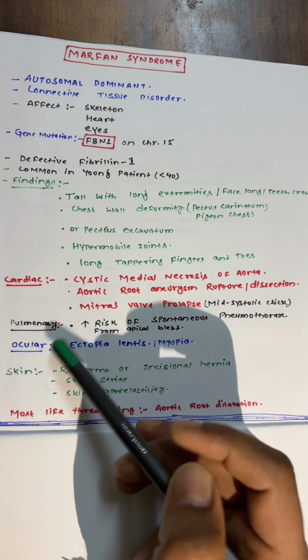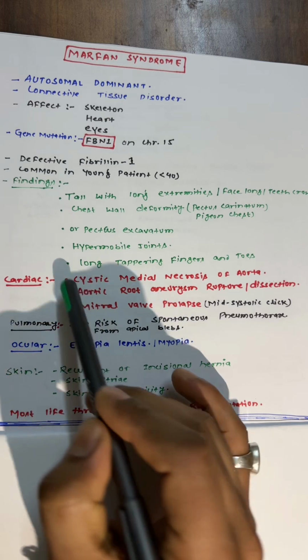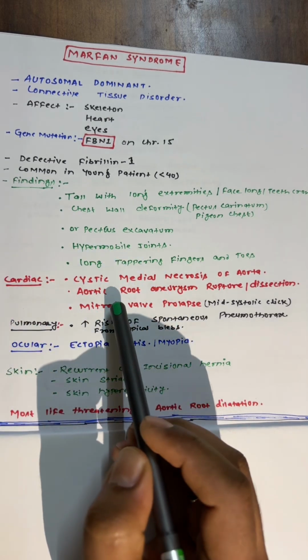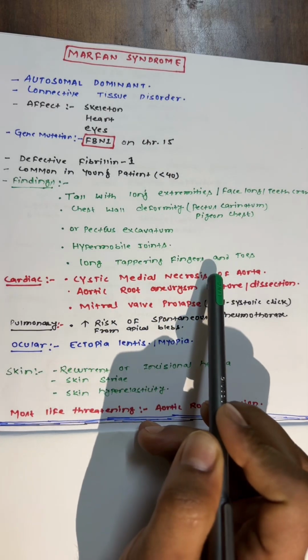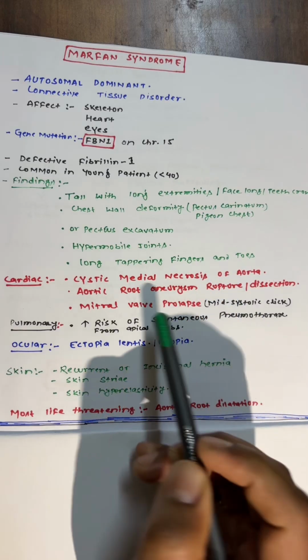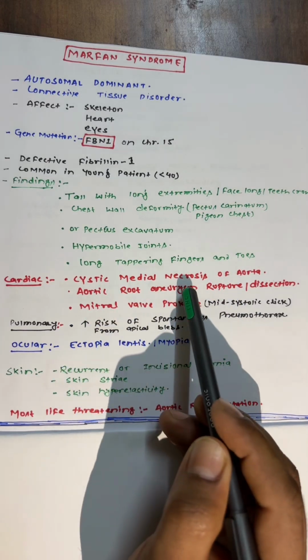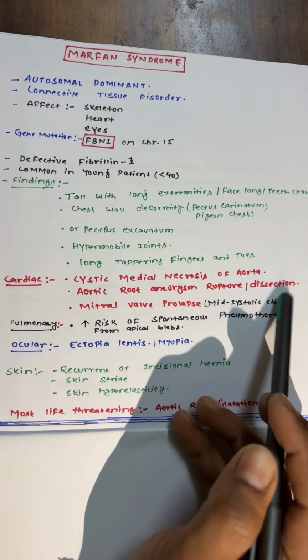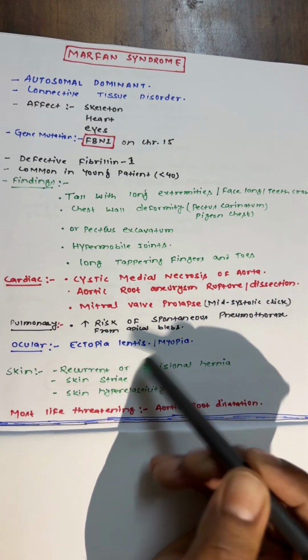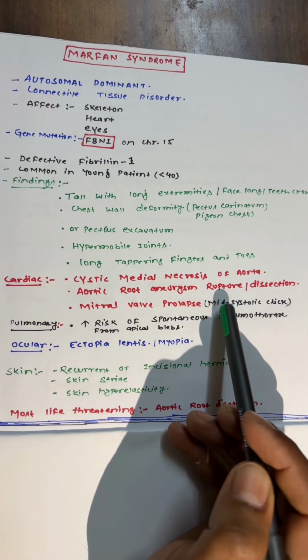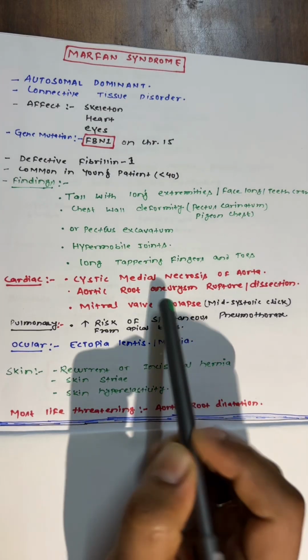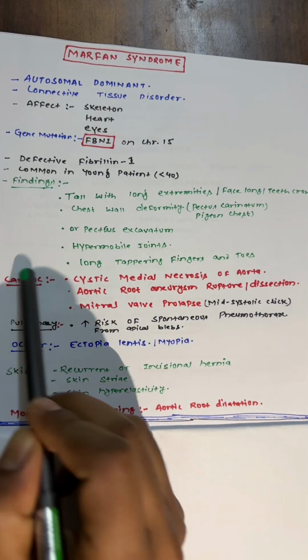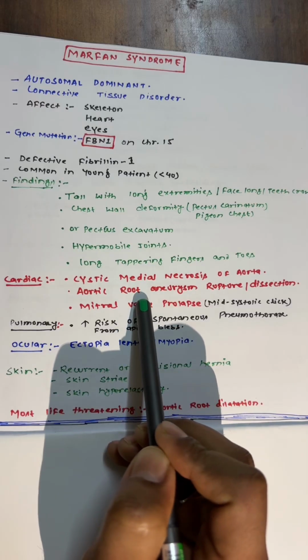While talking about the cardiac complications, this is the most critical area. It causes cystic medial necrosis of the aorta, and it will lead to aortic root aneurysm, sometimes rupture or dissection of the aorta. You might hear a mid-systolic click, which indicates mitral valve prolapse. Cardiac complications are very important because they are the most critical point.